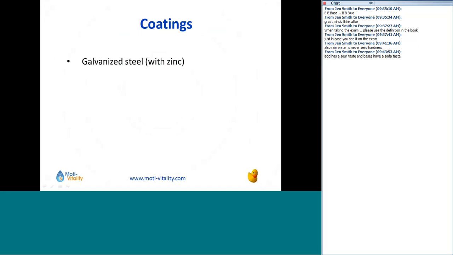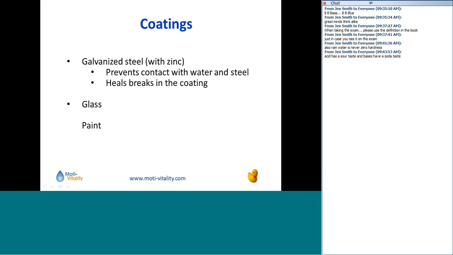Coatings, galvanized steel with zinc is an example of that. It prevents contact with water in the steel. It heals the breaks in the coating. Glass is one that we commonly see, not necessarily in pipes, but we'll see it in a water heater, for example. They will blow molten glass up inside of a water heater when they manufacture it. Paint is a very common coating. Think of your car. Why do we paint our cars? That's a coating that prevents the metal from rusting. So paint is an excellent coating.